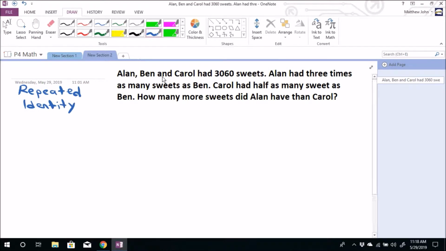Alan, Ben and Carol had 3060 sweets. Alan had 3 times as many sweets as Ben. Carol had half as many sweets as Ben. So you can see that in this question the person who is being compared 2 times is Ben, right?